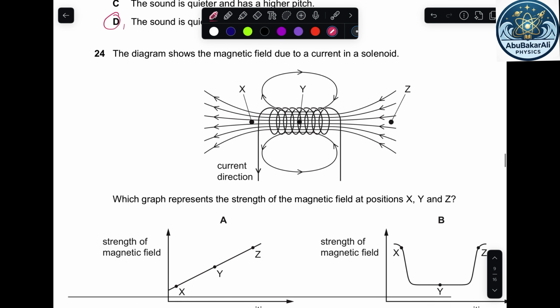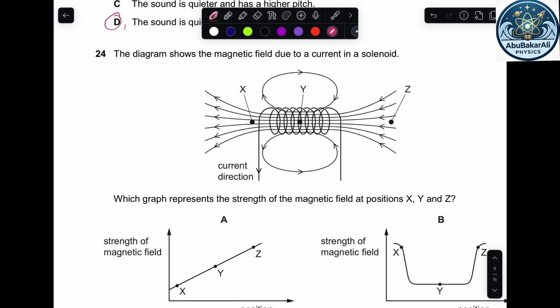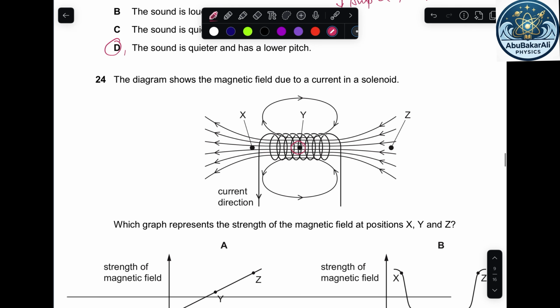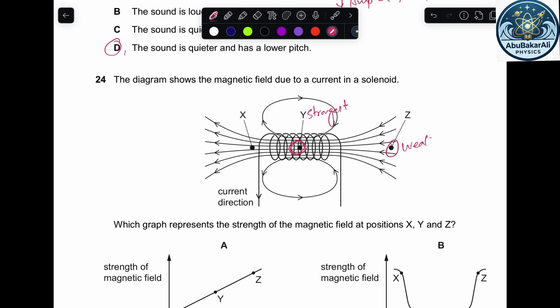Question 24. The diagram shows the magnetic field due to the current in a solenoid. Which graph represents the strength of the magnetic field at positions X, Y, and Z? In between the solenoid, this should be strongest. Then this will be the weakest because it is very far away. Secondly, you can see the separation between the field lines as well. So this will be intermediate.